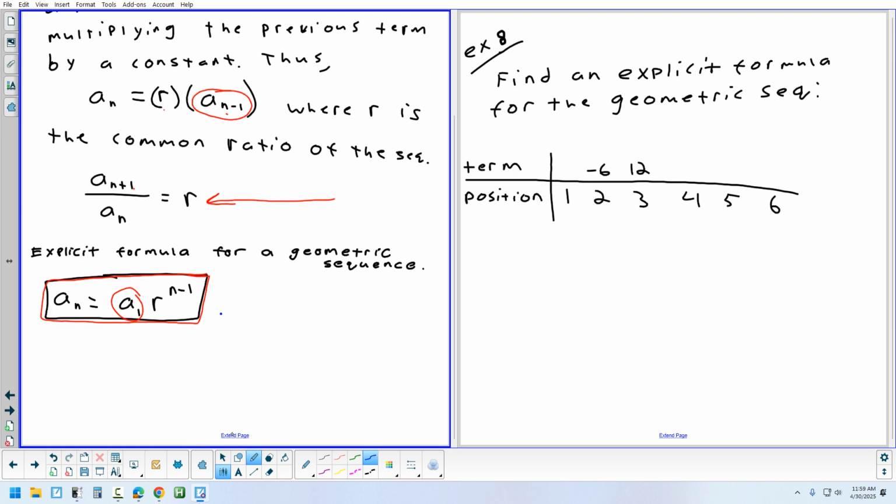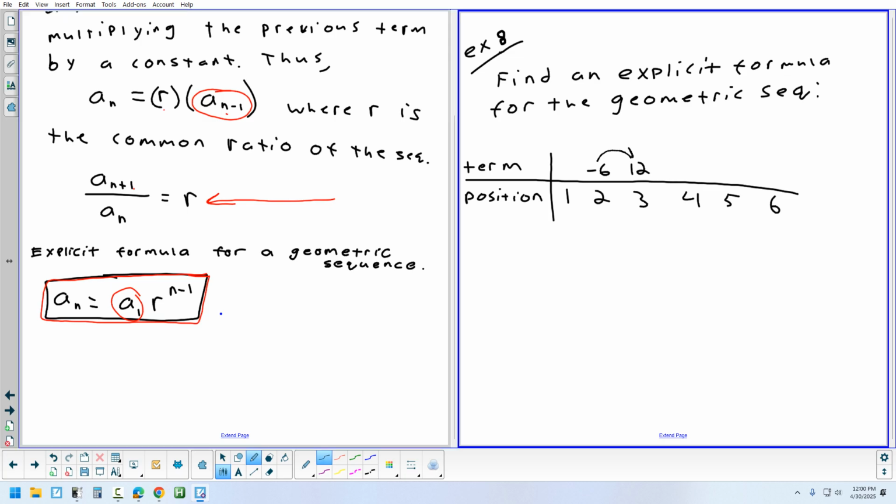Okay, what am I missing that I need to know here? The first term. I don't have the first term, so I got to work backwards to get it. So look at the pattern. How do you get from 6 to 12? Multiplying by negative 2, because of the word geometric, it has to be multiplying. So you multiply by negative 2 each time. So how would you go back? Divide by negative 2. So that means the first term would be 3.